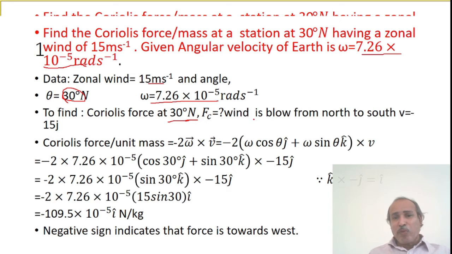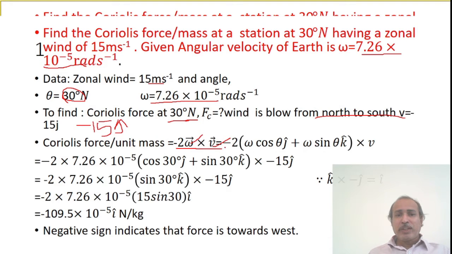Here the wind blows from north to south, so the velocity equals minus 15 j, along the y axis. Minus 15j. Then what is the formula? Coriolis force per unit mass is minus 2 omega cross v. Here omega is a vector and v is also a vector.